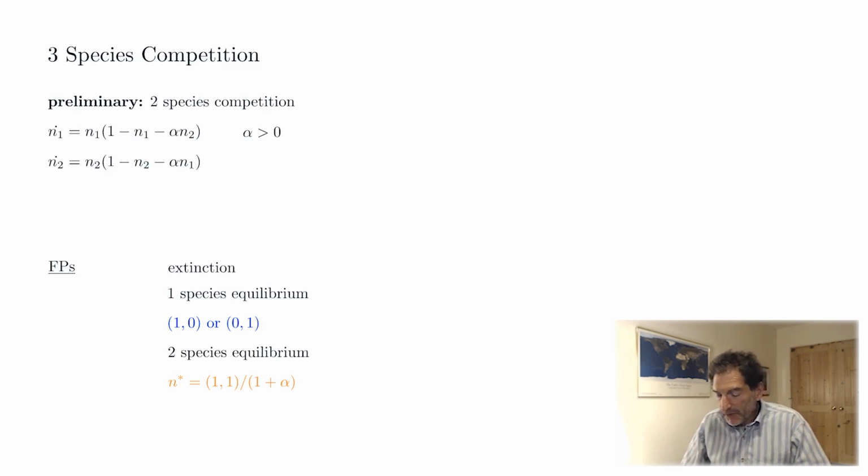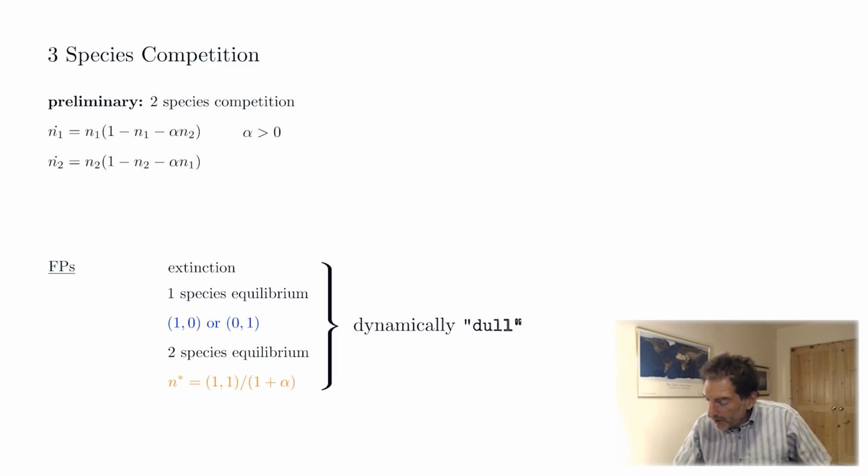Now, the point is that for any initial condition, the system will flow into either a one-species equilibrium or the two-species equilibrium, depending on the initial condition and the value of alpha. And if I start with nobody, then I end up with nobody. From the point of view of dynamics, these possibilities are what might be called dynamically dull. However, when we generalize the system to three competing species, much richer dynamics happens.